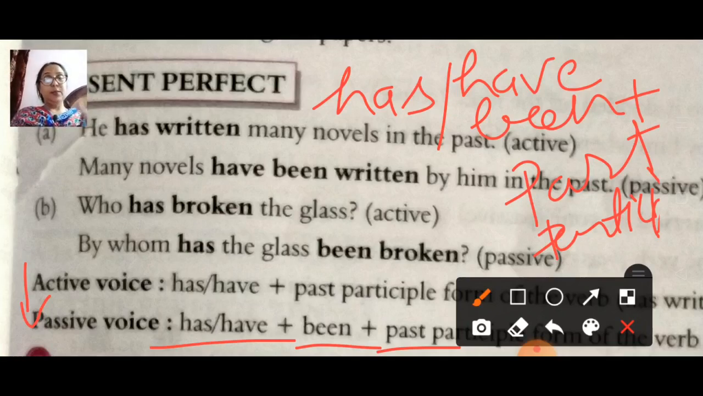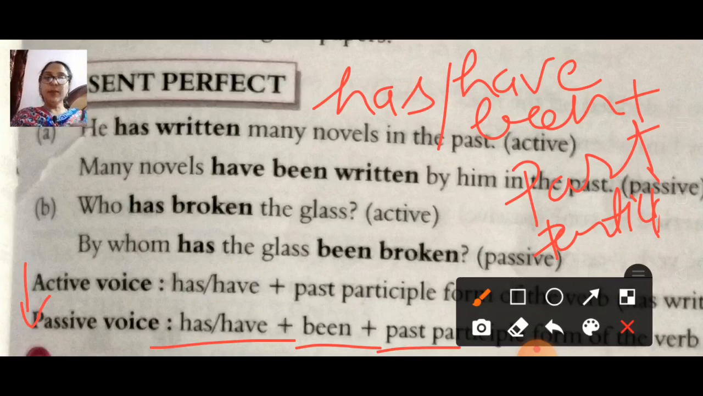With this, when we are making active to passive voice in the present perfect tense, has and have will be there but with been. Has been and have been, and then past participle as we are using in the active voice also. Past participle will be there and then we will make active to passive voice very simply, very clearly. There is no confusion.